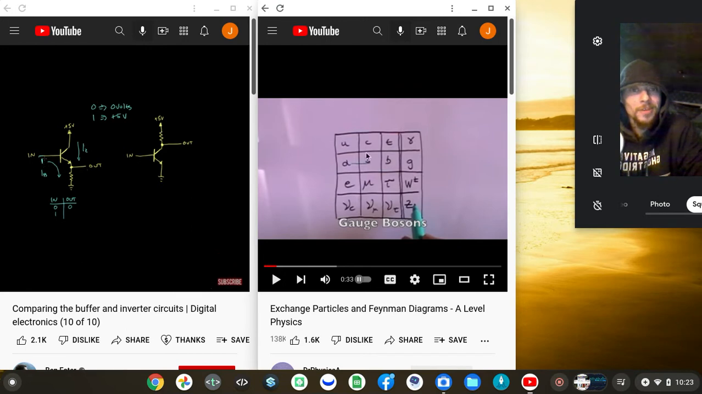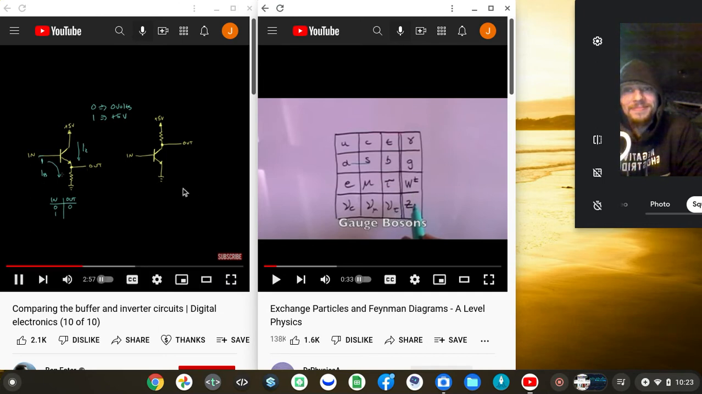If our input is 1, then we're going to have that 5 volts, and so we're going to have a current flowing across from our base to our emitter.